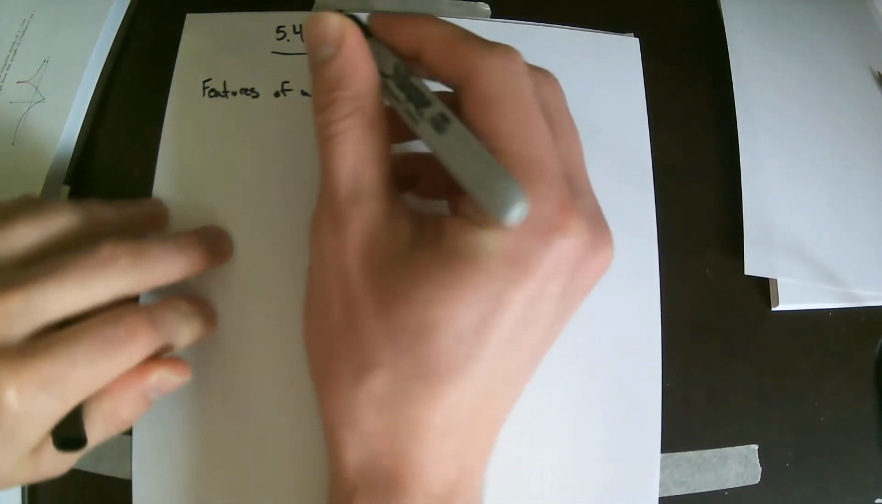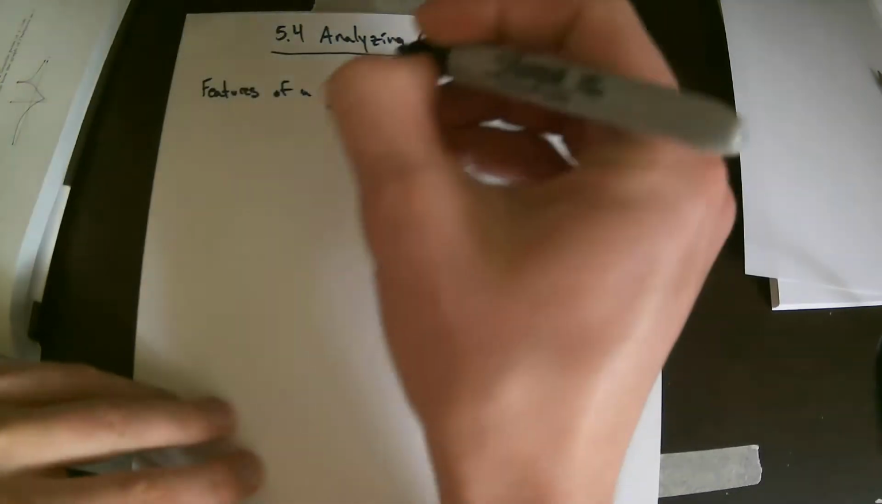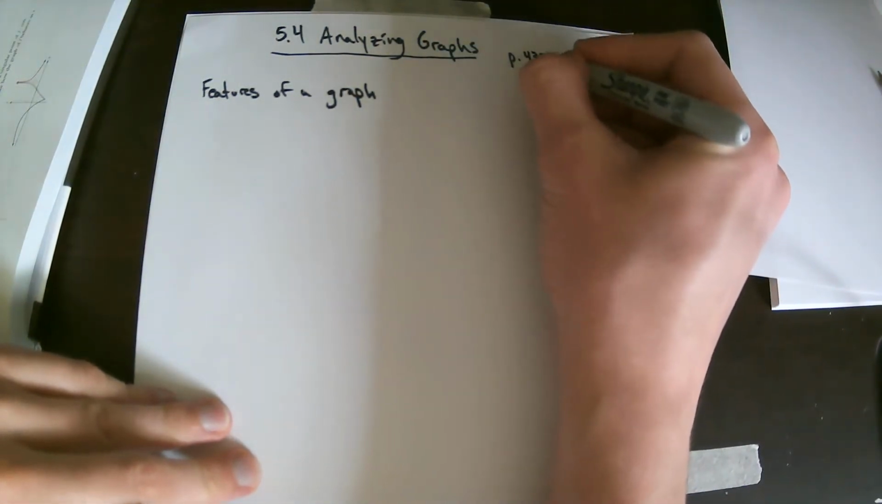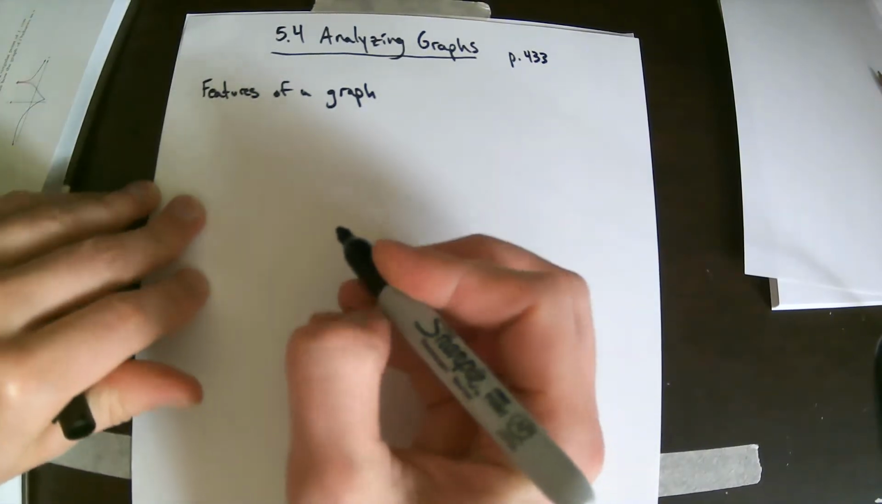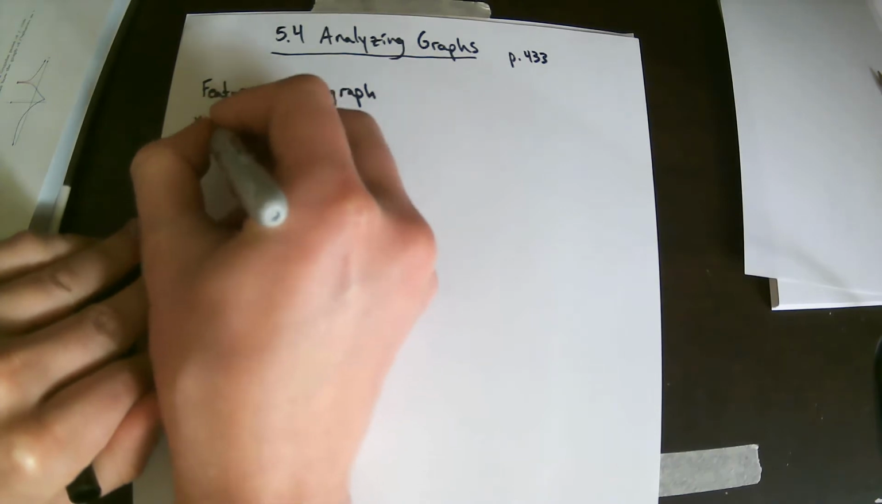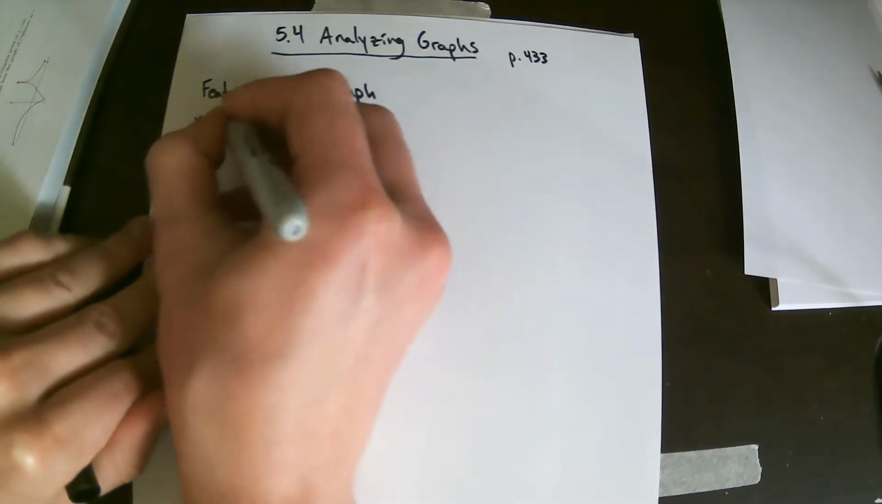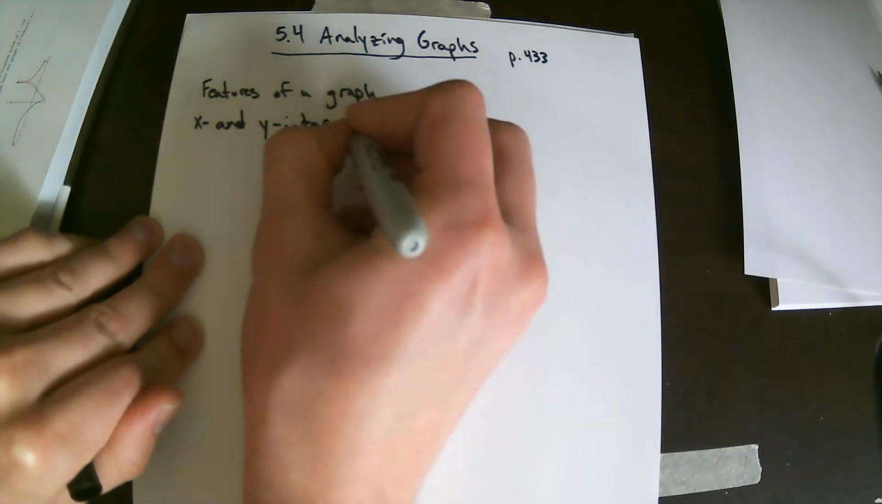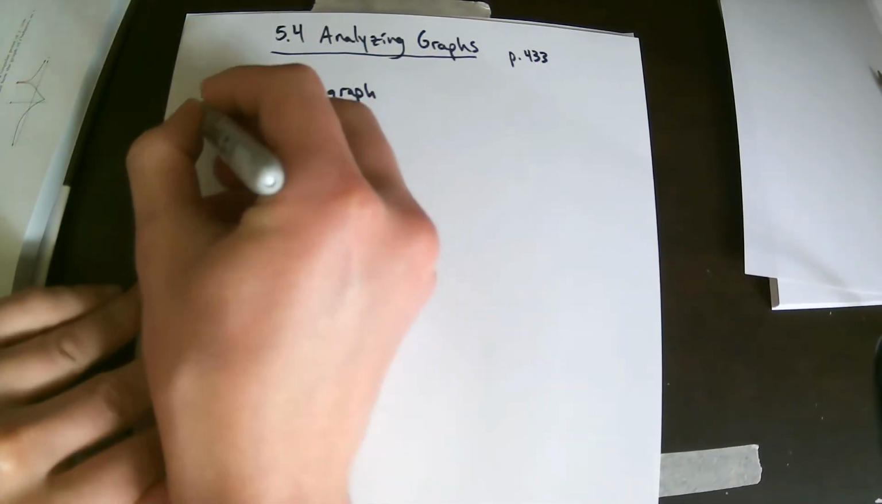The book has a nice picture here on page 433. A nice graph, and I think I'm going to use it because it has a little bit of everything. Okay, x and y intercepts.